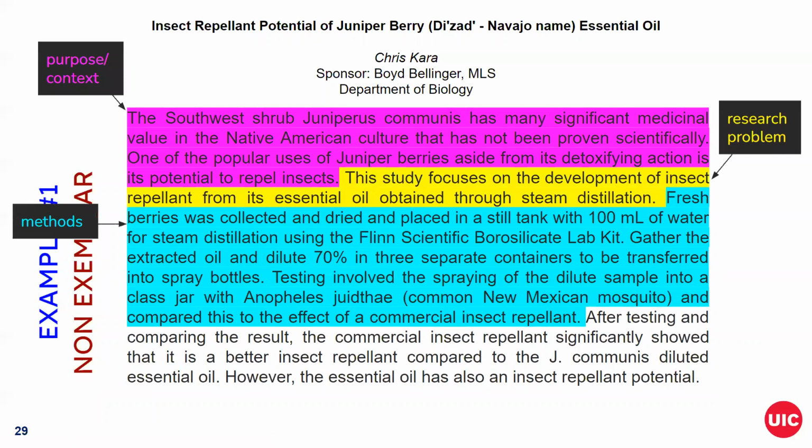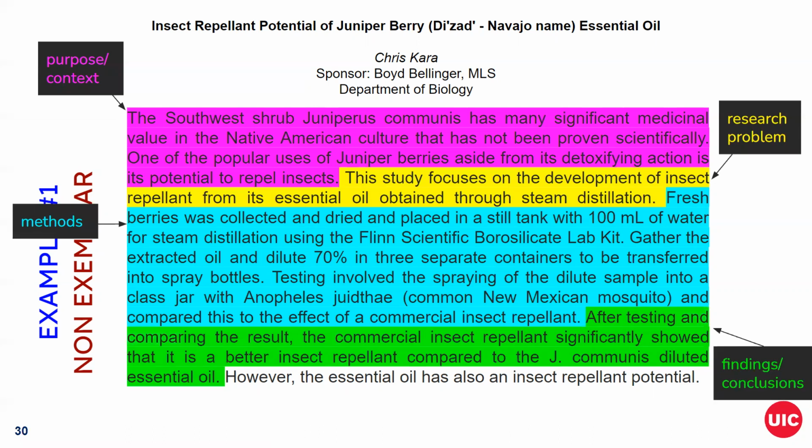After our research problem, we always have methods. Now you can see in comparison that these methods are not as precise as the methods in the previous abstract. So that's something that the student would need to work on. Next, we have findings and conclusions, but if you read closely, this student was taking juniper essential oil and comparing it to commercial insect repellent. But that wasn't articulated in the research problem. So we have a disconnect here. So they're reporting findings that really don't make sense in the context of what has already been laid out.